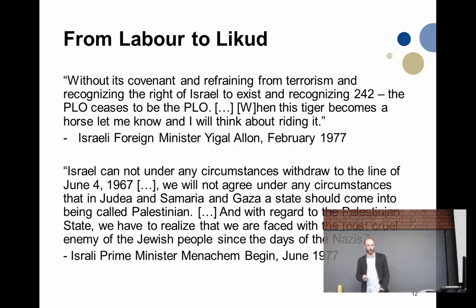But let us look at the second statement, and this is Menachem Begin. This is signature Menachem Begin. "Israel cannot, under any circumstance, withdraw to the lines of June 4, 1967. We will not agree, under any circumstance, that in Judea and Samaria and Gaza, a state should come into being called Palestinian." In other words, he implies that Palestinian is a false notion. "And with regard to the Palestinian state, we have to realize that we are faced with the most cruel enemy of the Jewish people since the days of the Nazis."